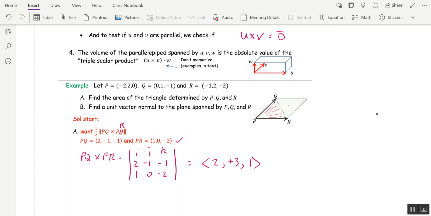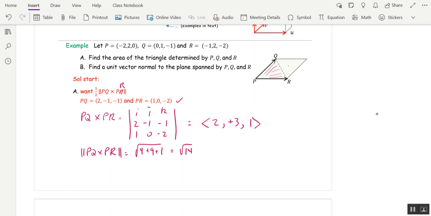Okay, so the length of PQ cross PR is square root of 4 plus 9 plus 1, which is root 14. So the area of my triangle is 1/2 of that.